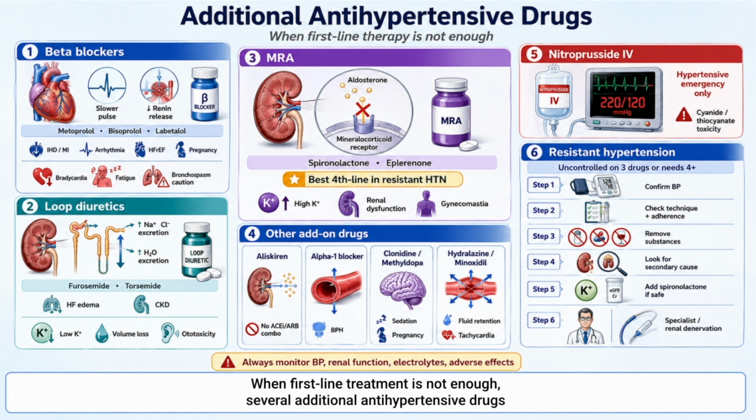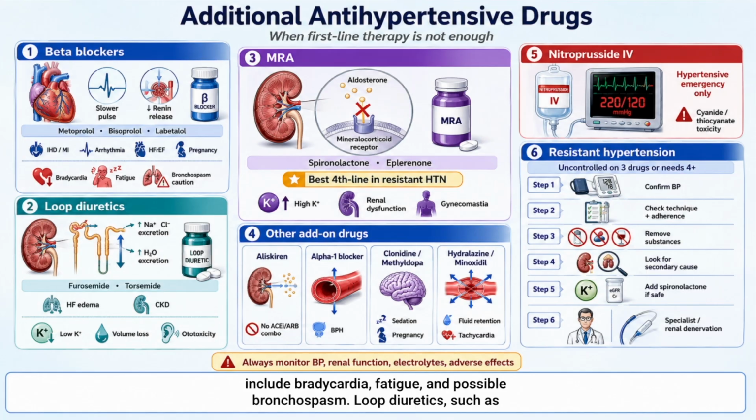When first-line treatment is not enough, several additional antihypertensive drugs may be used according to the patient's comorbidities and clinical indication. Beta blockers slow the heart and reduce renin release. They are especially useful in patients with ischemic heart disease, previous myocardial infarction, arrhythmias, heart failure, or certain pregnancy-related indications. Important adverse effects include bradycardia, fatigue, and possible bronchospasm.